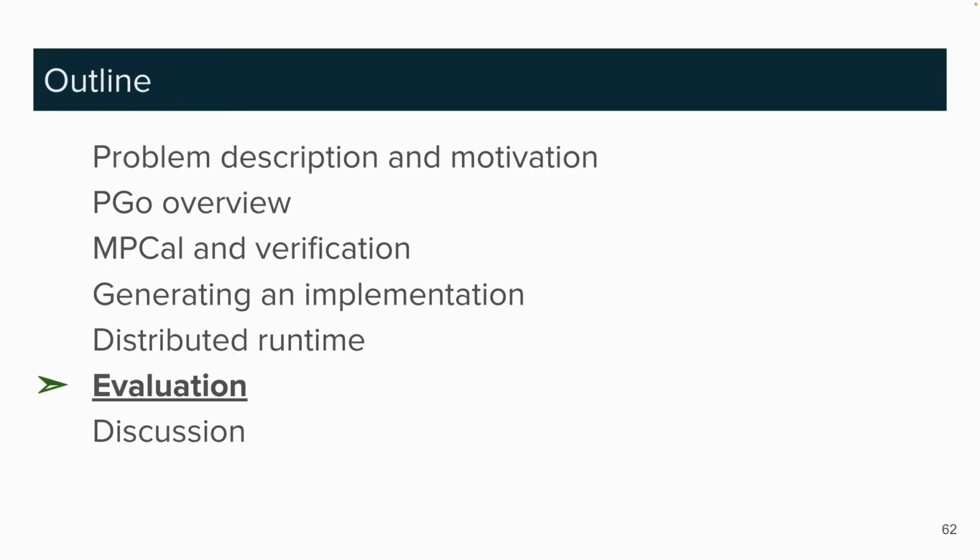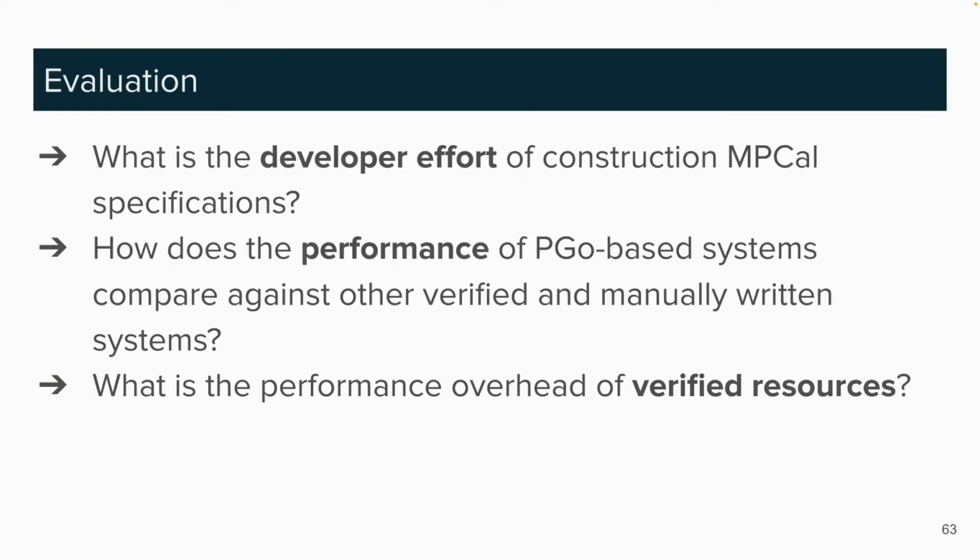Now that we've introduced a lot of things that we've made, let's evaluate them and see how they do. We have three main questions for our evaluation. So, in general, what's developer effort for actually using MPCal, writing things in it? How do the systems we generate perform? If they perform terribly, that might be a bad thing.